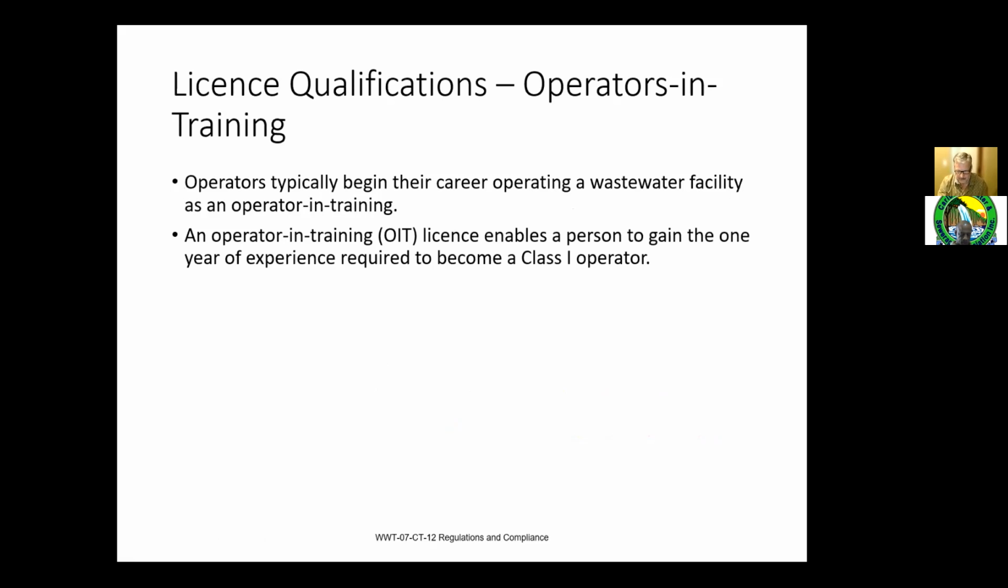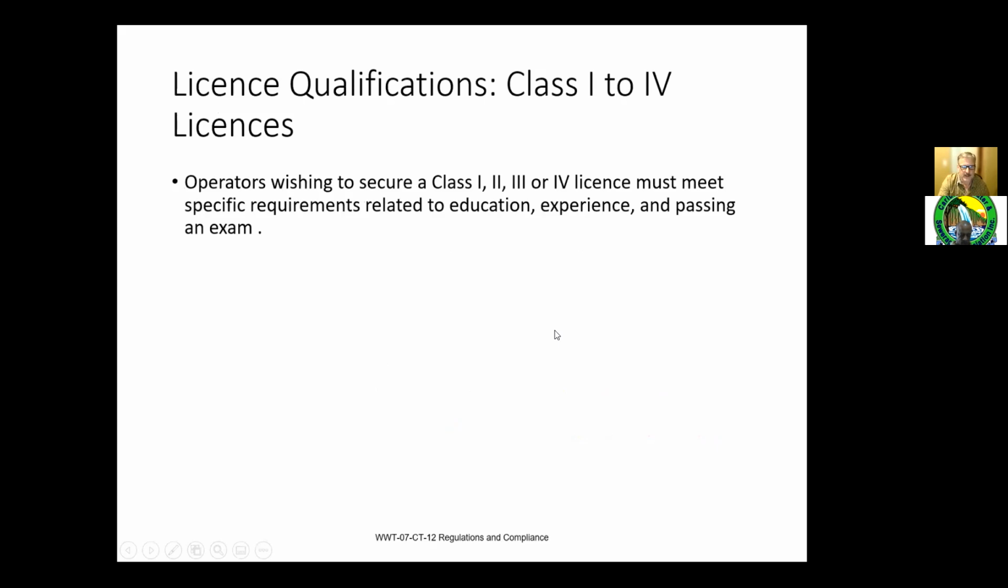So we have operators in training. Basically, that's the first step into an operator career. Then there are classifications or licenses for operators, levels 1 through 4. All of them require grade 12 education. Then to get through levels 1 and 2, it's education and experience: one year for a level 1 and 3 years for a level 2.